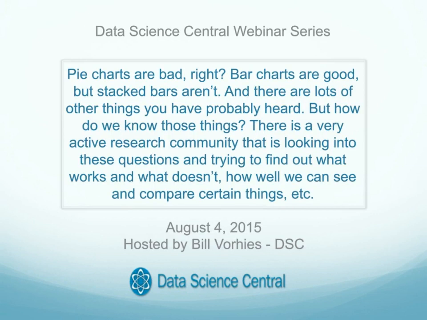So, pie charts are bad, right? Bar charts are good, but stacked bars aren't. And there are a lot of other things you haven't heard of. But how do we know those things? There's a very active research community that's looking into these questions and trying to find out what works and what doesn't work, how well we can see and compare certain things.